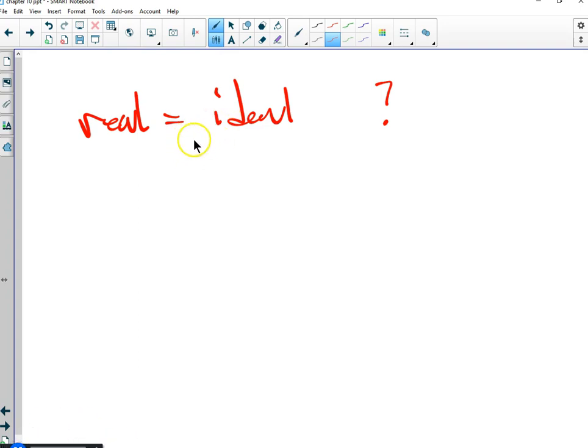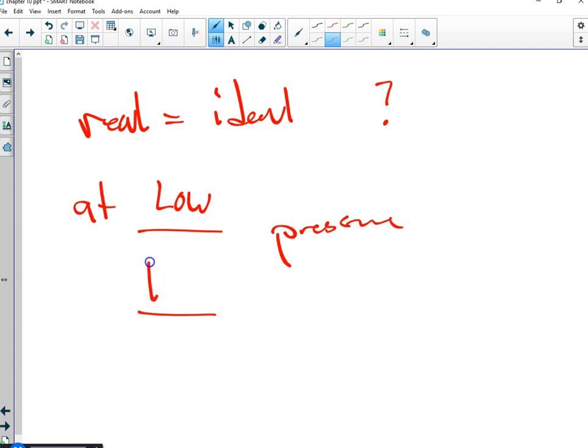So a real gas and an ideal gas behave most similarly at what pressure? All right? Low pressure, because that allows them to be as far away from each other as possible. Okay? All right, and then what temperature? High. Because that allows them to move fast. If you're far apart and moving quick, you're less likely to interact with each other and stick together. That's the whole thing we want to avoid.